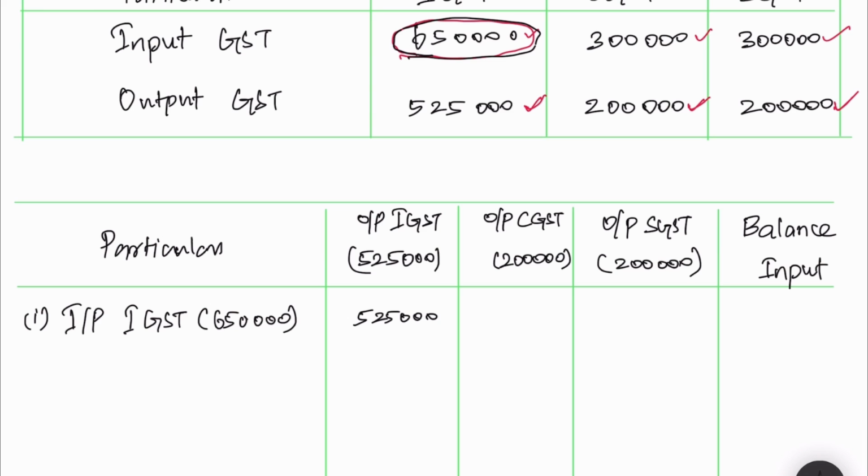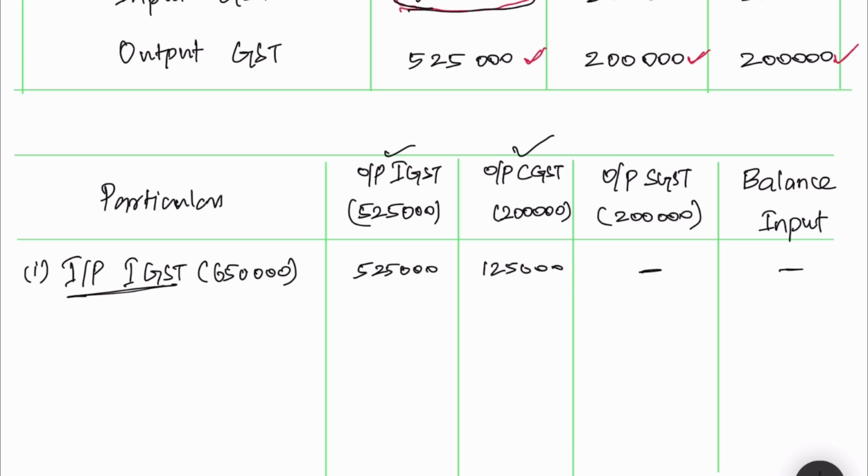Let me take the entire balance input IGST from output CGST, that is balance 1,25,000. We are taking it from the CGST. So this input has been set off by using output IGST and output CGST. Output SGST we did not use, and there is no balance input in this particular account. It has been set off. See, 5,25,000 plus 1,25,000, total 6,50,000. So that particular input has been set off.